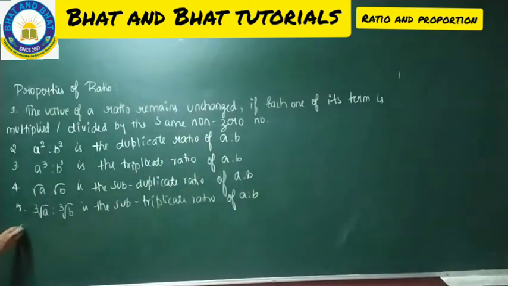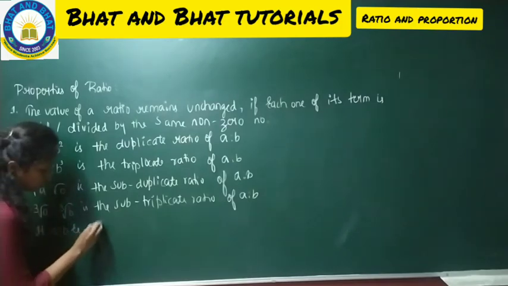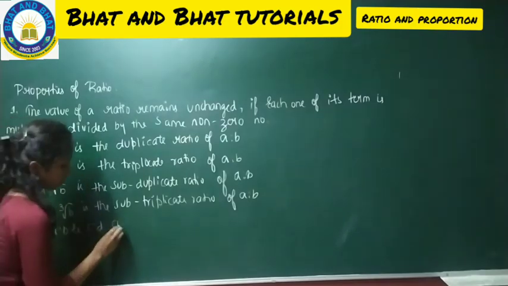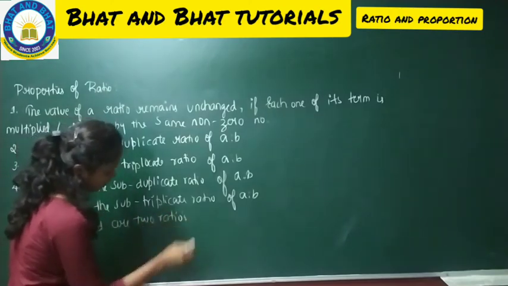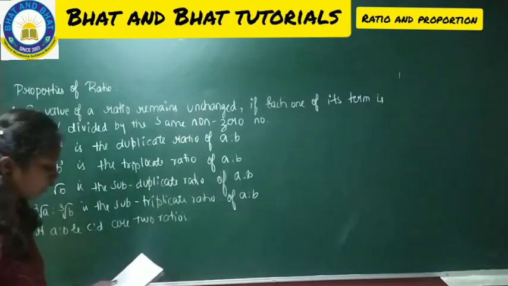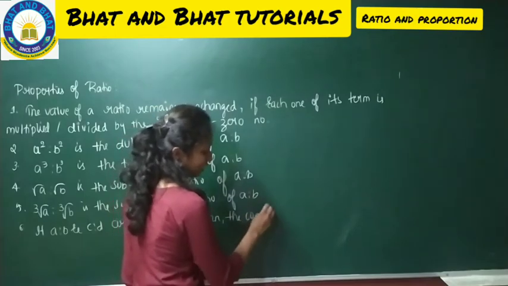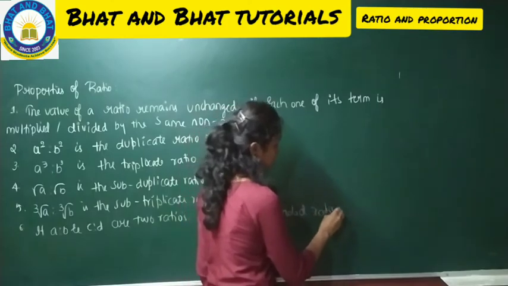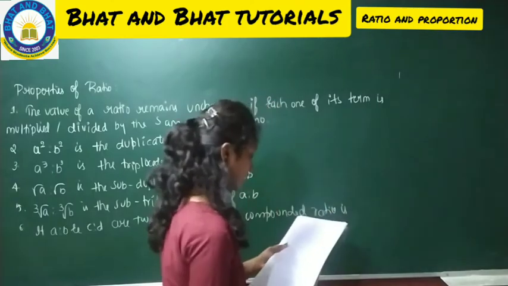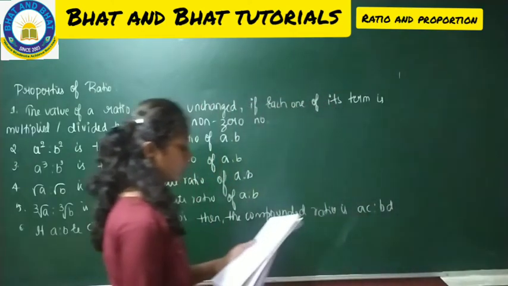So now see the sixth point. If A is to B and C is to D are two ratios, then the compounded ratio, that means the combined compounded ratio, is AC is to BD. Got this? Make a note now.